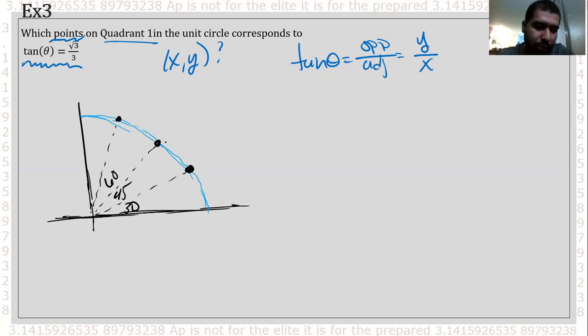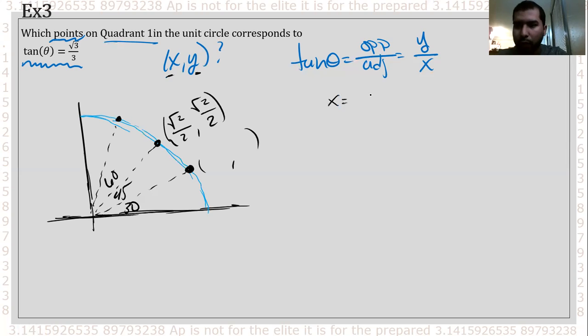Keep in mind the easiest one that we should know by now is the 45s. That is square root of 2 over 2, square root of 2 over 2 for both sine and cosine. Now, in order to find these other points, we need to find our x's and y's. Our x's should remind you of what? Cosine or sine? Cosine, right? And our y's should remind us of sines. So we're going to evaluate that.